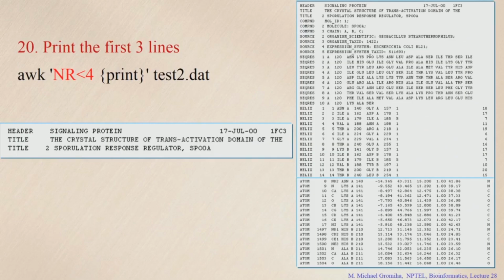Now the next question is whether we can print the first 3 lines of this record. It is a PDB file. I want to print the first 3 lines. How to print this? If NR is less than 4, it will print only the first 3. Earlier we used the command to print lines from 15, that is, more than 14. Okay, this is the output here.